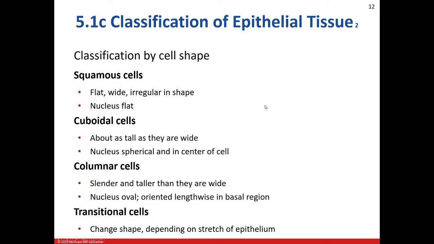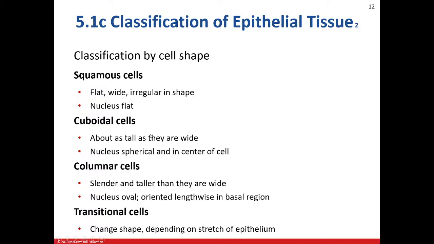Now, you can also classify them by shape. So we have cells that are, we say, squamous. These are flat, wide. They're sometimes irregular in shape. Sometimes they're kind of square shaped. A square is two-dimensional, right? In other words, a square is flat. Cubes are three-dimensional, but squares are flat. And so these cells will look flat. Cuboidal cells are cube, right? So they're about as tall as they are wide.